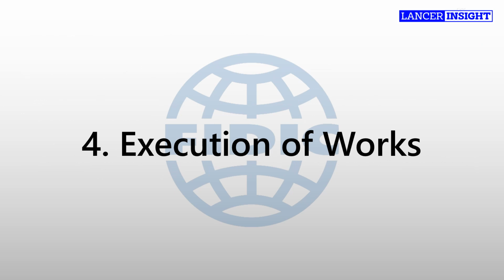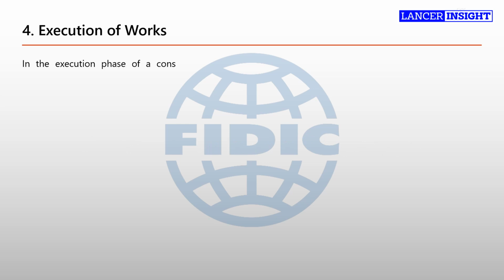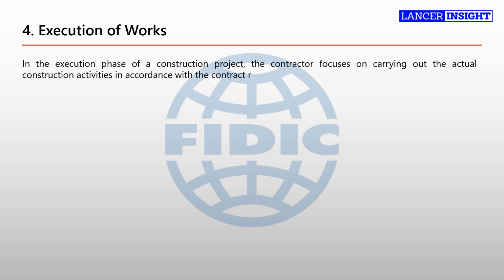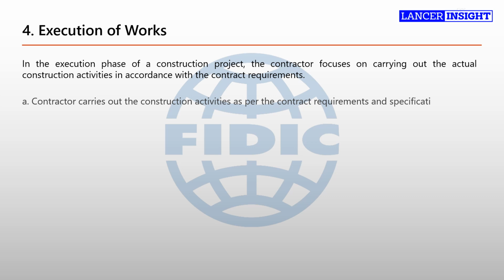Now let's have a look into the execution of works phase. In the execution phase, the contractor focuses on carrying out the actual construction activities in accordance with the contract requirements. Here is an explanation of each activity. A. Contractor carries out the construction activities as per the contract requirements and specifications.